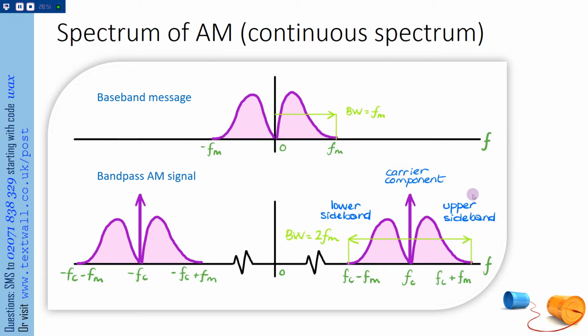Don't confuse this with the upper sideband and this with the lower sideband. No, the negative frequency is not called the lower sideband. This is the upper sideband. This is the lower sideband. That's the image of the upper sideband. That's the image of the lower sideband. But this is upper, this is lower, this is the carrier component, and that's the bandwidth.